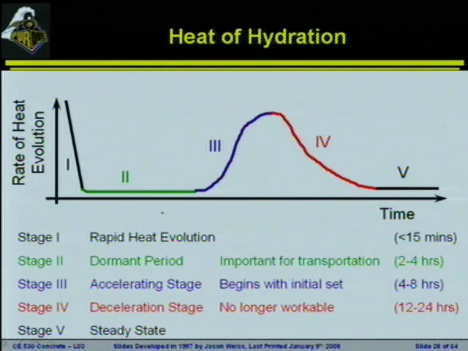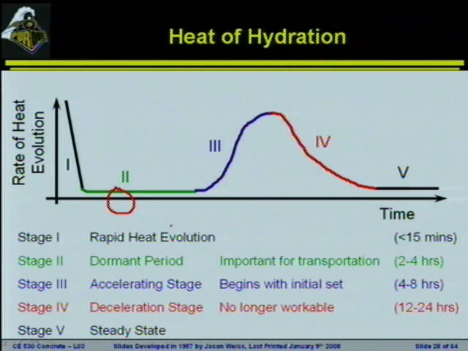And you will notice that there are really 5 stages of the overall reaction. Stage 1 is rapid heat evolution. This happens typically during the first 5, 10, 15 minutes. It happens very, very quickly. Stage 2 is the stage that really makes it possible for us to use concrete in the field. It's the dormant stage, where the concrete seems like it goes to sleep. The rate of reaction is not zero in this region, but it's very, very low, very close to zero. The concrete is essentially sleeping.